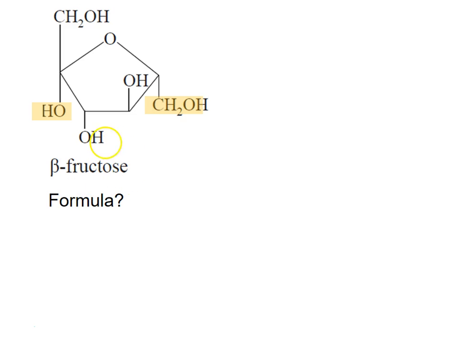Alright, fructose. What do you notice about the ring? Instead of having 5 carbons in the ring, it's got 1, 2, 3, 4. This one is like the other one with glucose. This is the one that we used to compare our OH group to.